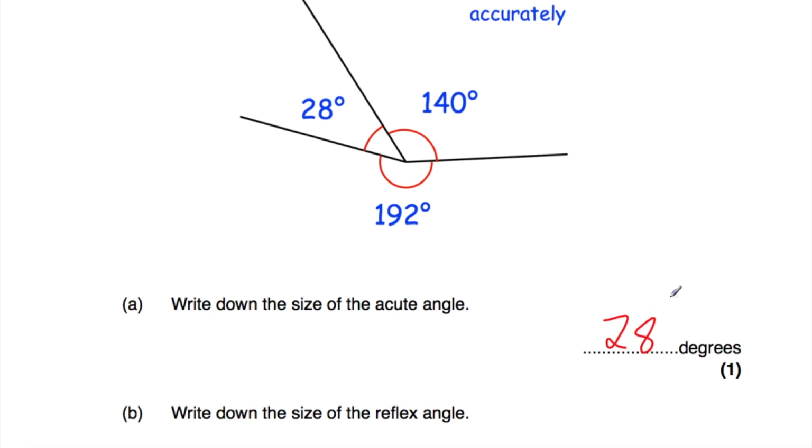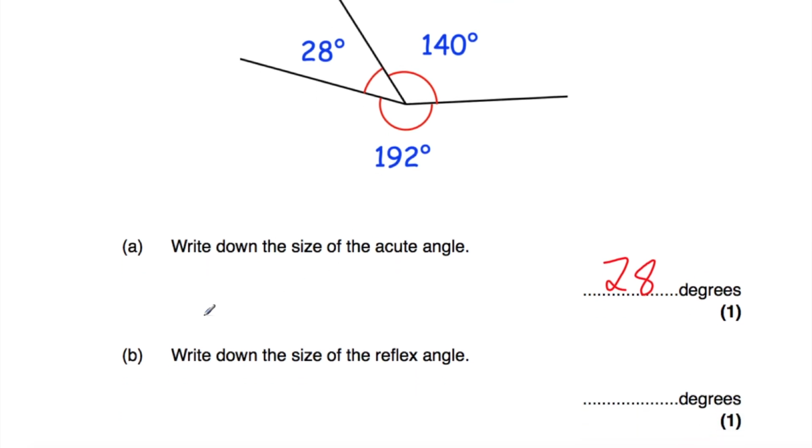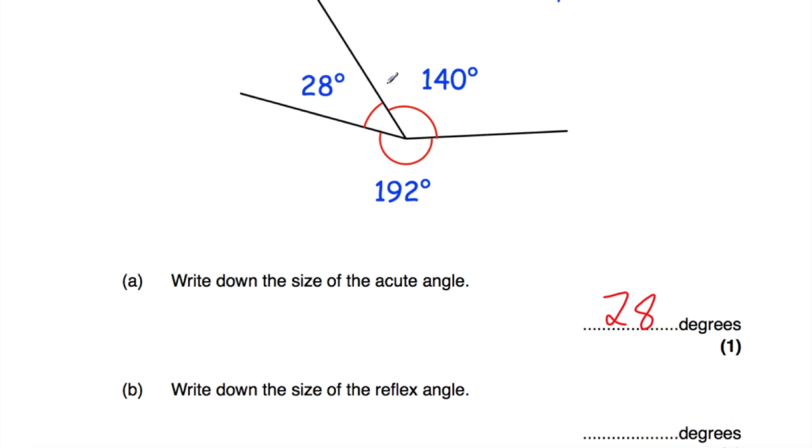And I don't need to do the degree symbol because it says degrees after it. And part B says write down the size of the reflex angle. So in terms of the angles here, the reflex angle is the one that's bigger than 180 degrees, the one that's bigger than a straight line. So that's going to be 192 degrees. So that's the reflex angle.